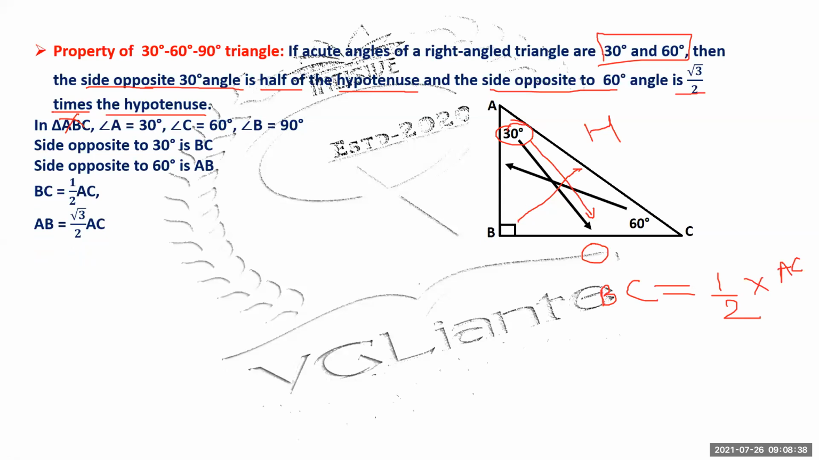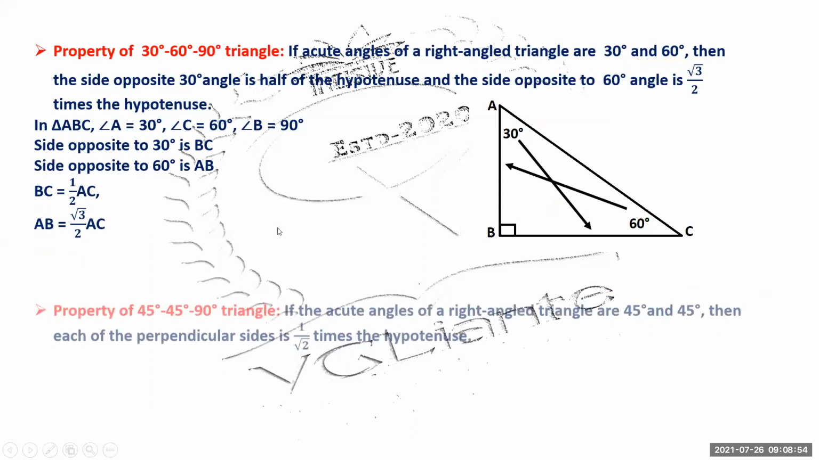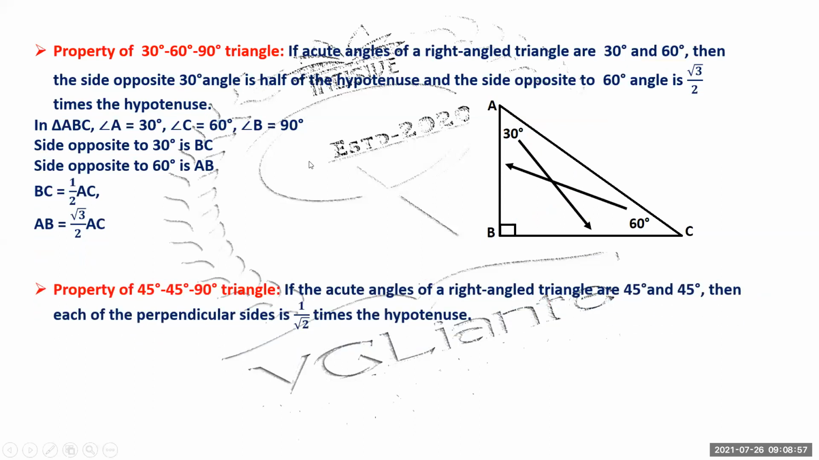Now this will be applied to most of the problems which you're going to solve. So you have to understand this. Side opposite to 30 is half. Side opposite to 60 is root 3 upon 2. Then the property of the 45, 45, 90-degree triangle. If the acute angles of the right angle triangle are 45 degrees and 45 degrees, then each of the perpendicular sides is 1 upon root 2 times the hypotenuse.